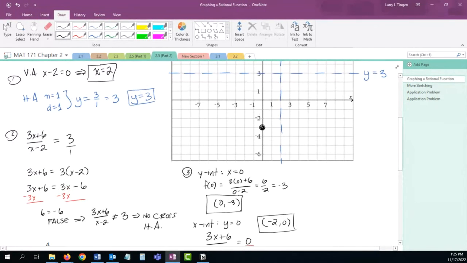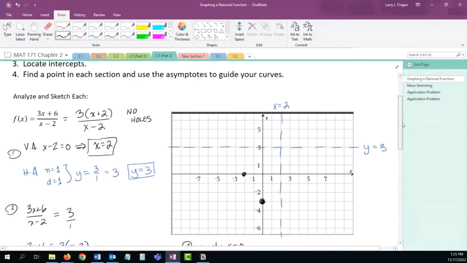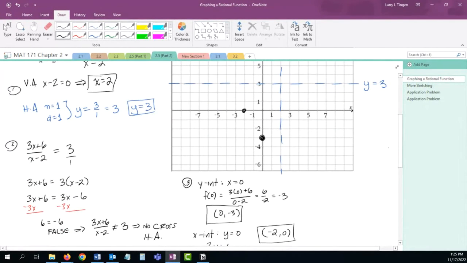Where is (negative 2, 0)? It's right here. Okay, so I have 2 points. They're both in the same section though, all right? Step 4, find a point in each section and then use the asymptotes to guide you. I've got a couple points over here to the left. So what is my function going to do? It's going to hug the asymptotes.